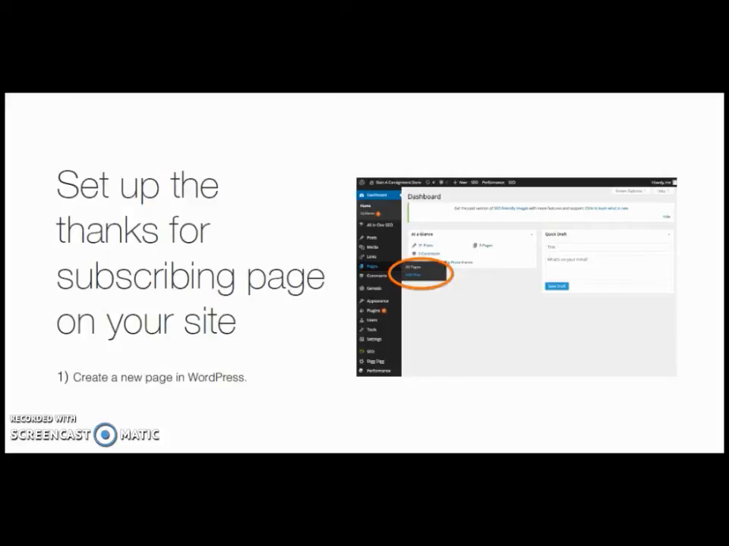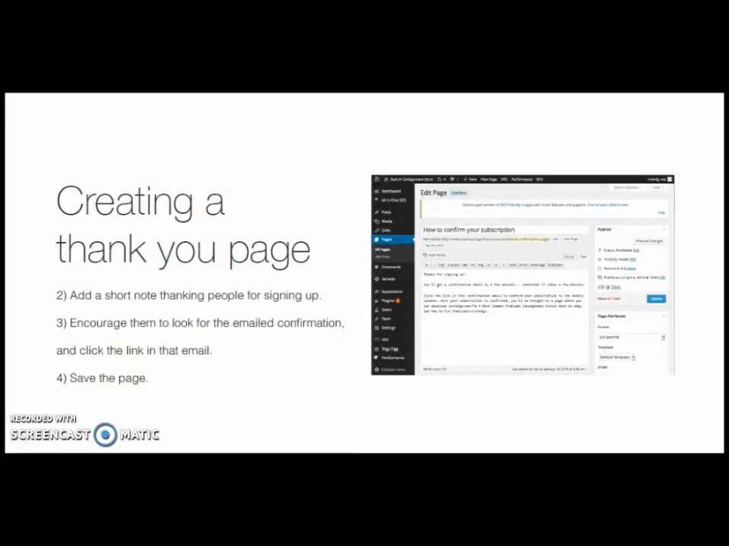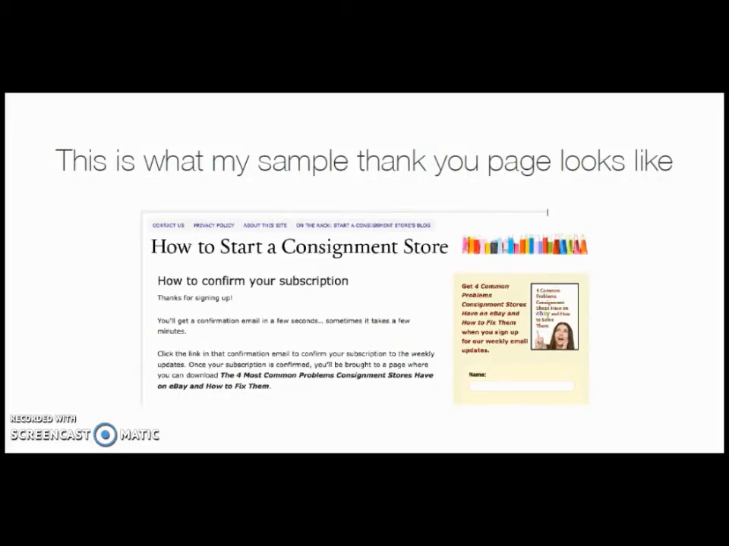Now we have to set up your thank you page. You want to create a new page in WordPress, and you could title it how to confirm your subscription, and you could write a little thing there, thank you for signing up for my email list or your newsletter or whatever you're signing up for, and then you explain to them that a confirmation email is coming, and once you confirm, then you'll get the download link for your product or for the free offer that you're giving them.